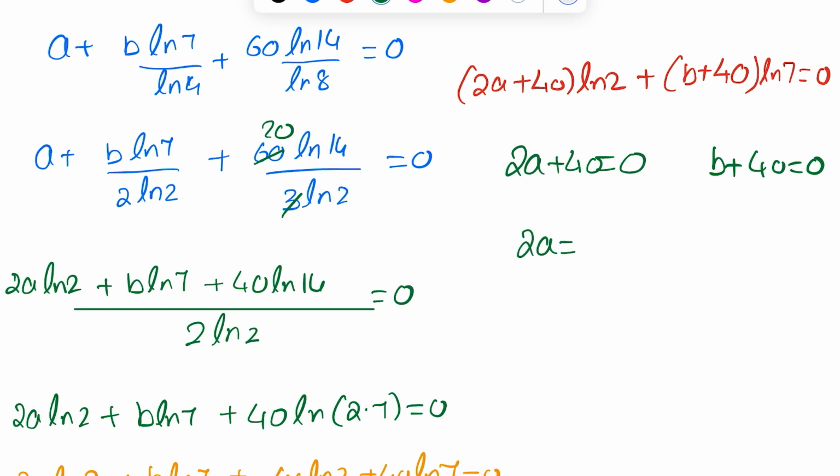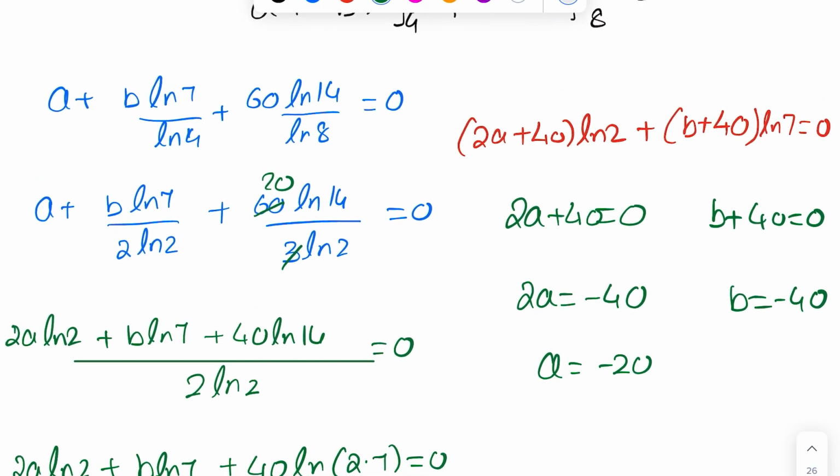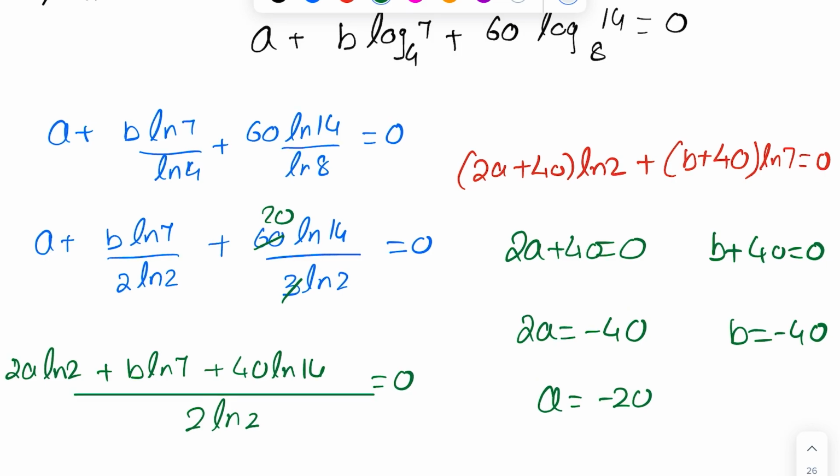So 2a equals negative 40. So a equals negative 20 and b equals negative 40. So what I have done is I have equated the terms on the right side. There is no ln 2 on the right side and no ln 7 on the right side, so both are equal to 0. So 2a plus 40 equals 0 and b plus 40 equals 0, which gives me the value of a and b. That was question number 26.